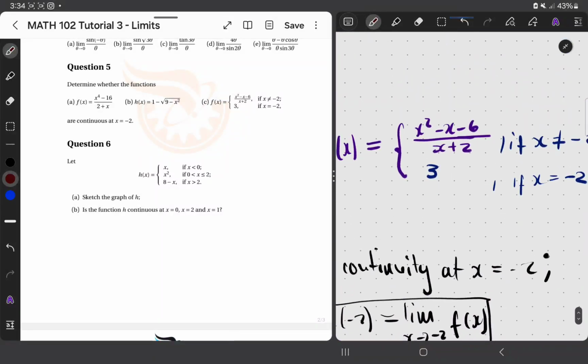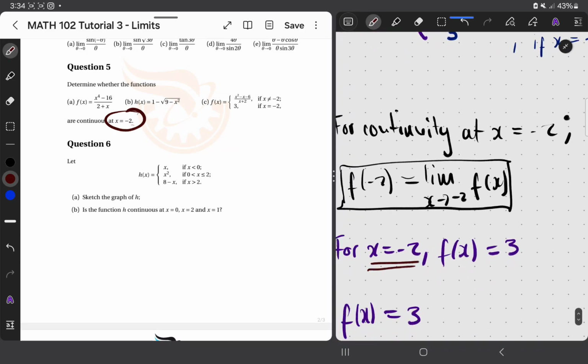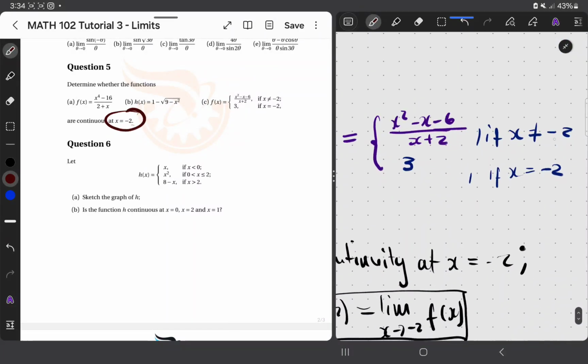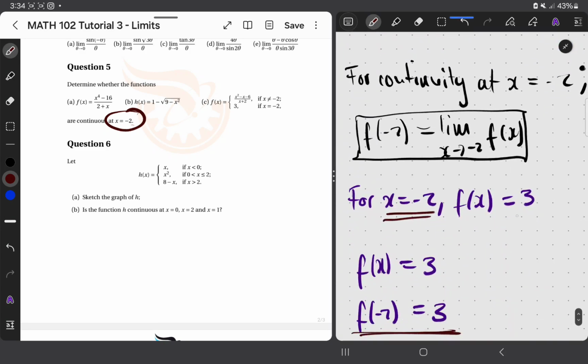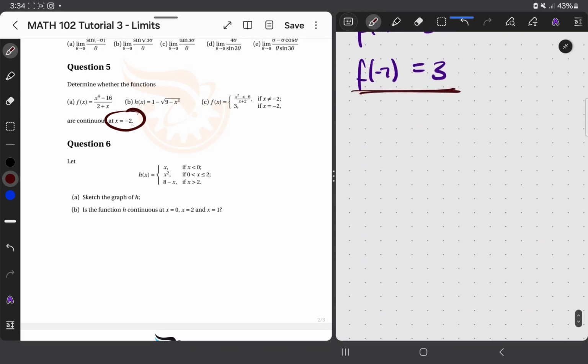We wanted to know which f of x we are going to pick, this one or this one. So we use the value of x we are at. Remember, we are testing continuity at x equal to negative 2. We come to the two conditions to see which function to pick. Here, when x is negative 2, you pick this function because that's the one which is taking it, and it's the function that says f of x is equal to 3. So f of x equal to 3, which means f of negative 2 is also equal to 3.